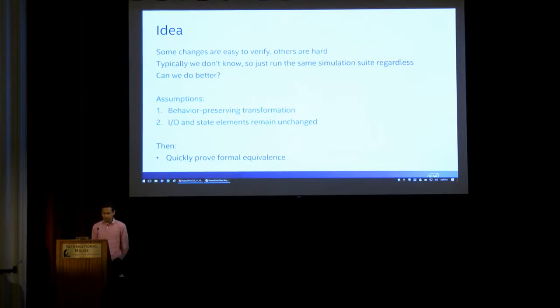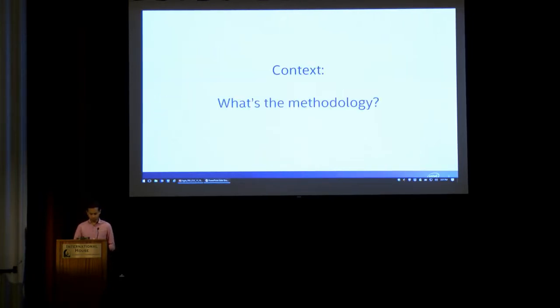Now, there's two assumptions here. One is that if I have a behavior-preserving transformation, it doesn't actually change what my circuit does, but maybe it changes how it's represented, or maybe it changes the quality of results that I want to get with my synthesis backend. And the second assumption is a bit tougher to meet, which is that the I/O and the state elements remain unchanged. Now, if I meet these two restrictive assumptions, it turns out that I can quickly prove formal equivalence using combinational formal equivalence tools. And the challenge is really figuring out when these assumptions hold.